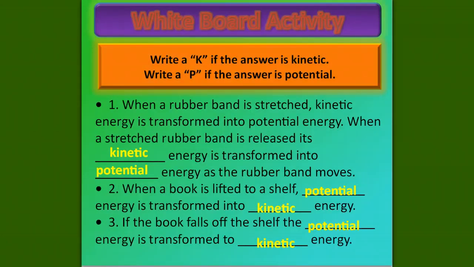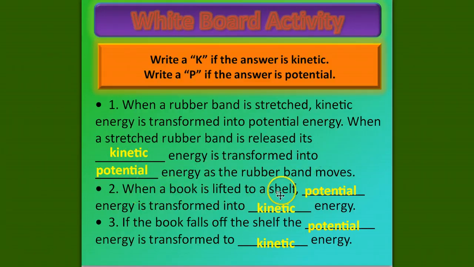This is a whiteboard activity, and you're supposed to write a K if the answer is kinetic and write a P if the answer is potential. When a rubber band is stretched, kinetic energy is transformed into potential energy. When a stretched rubber band is released, its potential energy is transformed into kinetic energy as the rubber band moves.